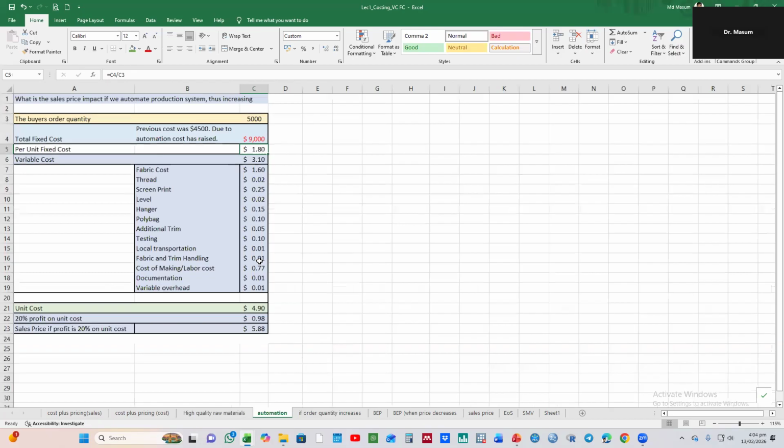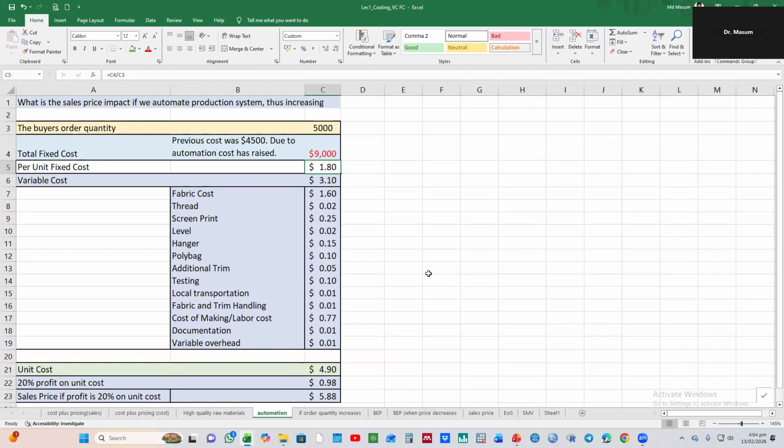Maybe sometimes you automate the factory. In case of automation, what happens? In case of automation, your fixed cost increases. Maybe your other costs will change. So here your fixed cost from 4,500, it has increased to 9,000 because there will be depreciation of the machines. So, for an example, it will increase to 9,000. In that case, your per unit fixed cost will increase. And even if the variable costs are same, maybe your unit cost will change from $4 to $4.9. And because of automation, you have to charge additional price. And your profit remains same, 20% on cost price.